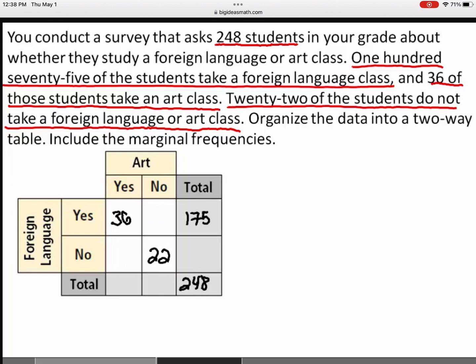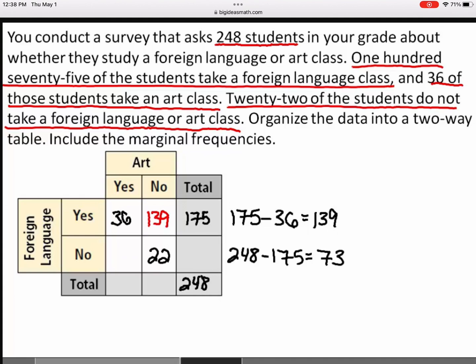For instance, you can conclude that there are 175 minus 36 or 139 students that take a foreign language class and do not take an art class. And there are 248 minus 175 or 73 total students that do not take a foreign language class.